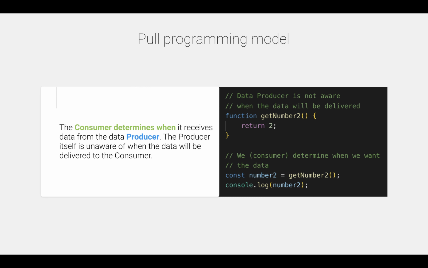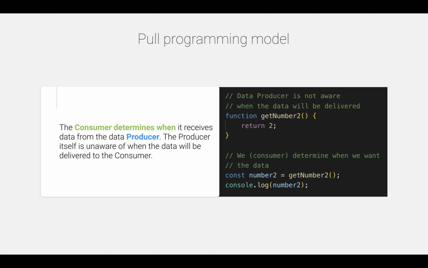As we can see in this example, where we say const number 2 equals get number 2, we are deciding when we want to get that data, because the get number 2 function is synchronous. So we know anytime that we call the get number 2 function, we're going to get a value. So we are deciding when we want to get that value.